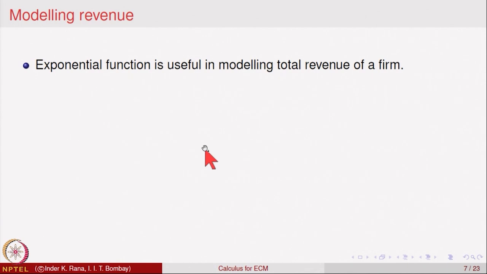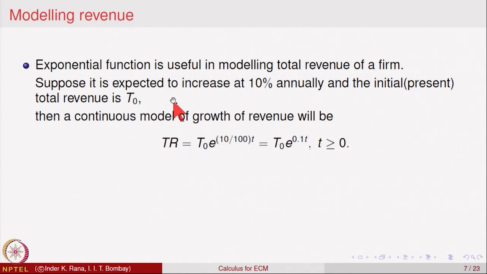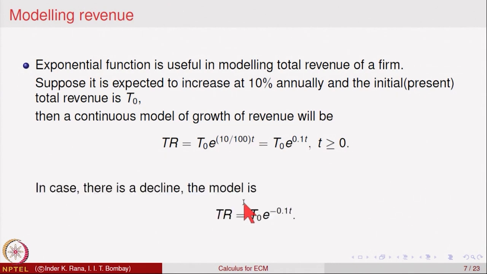You can also use it for modeling total revenue of a firm. For example, let us look at an example. Suppose it is expected that the revenue of a firm increases at the rate of 10% annually. So the revenue of a company or a firm is increasing at 10% annually, and the initial total revenue, when you start observing, is T0. So then what is the growth model? Total revenue will be T0 e raised to power 10% is 10 by 100 into t. So that is the growth model for the revenue of a company. It's growing at the rate of 10%.